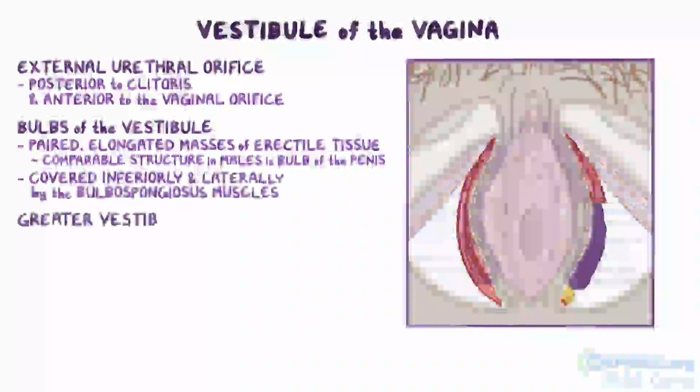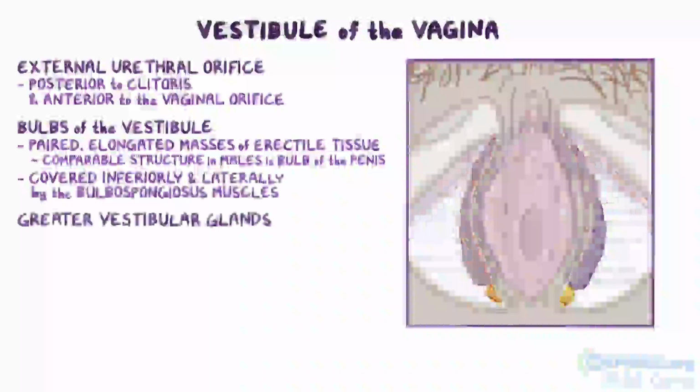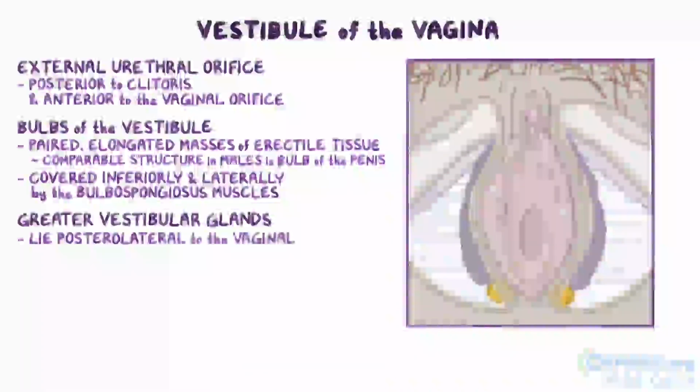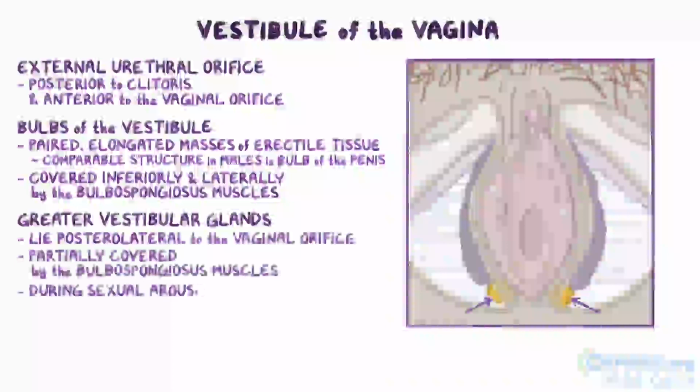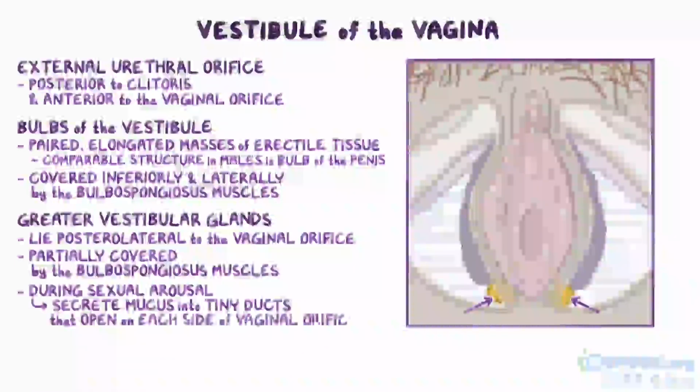Next are the greater vestibular glands, which are paired round glands that lie posterolateral to the vaginal orifice. These glands are also partially covered by the bulbospongiosus muscles. During sexual arousal, they secrete mucus into tiny ducts that open on each side of the vaginal orifice.